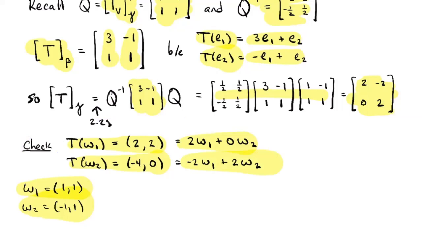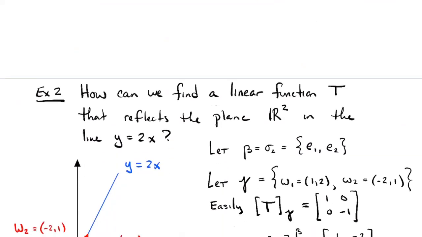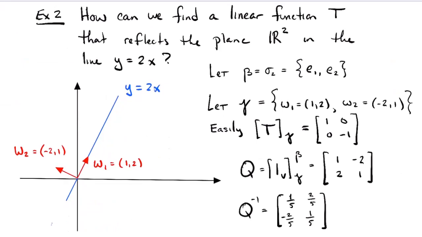Cool. So if I wanted to perform the vector transformation, the operator T, and I was working in the gamma coordinates, I would be left multiplying by that matrix. Very cool. Let's look at an example. The book talks a little bit about this.